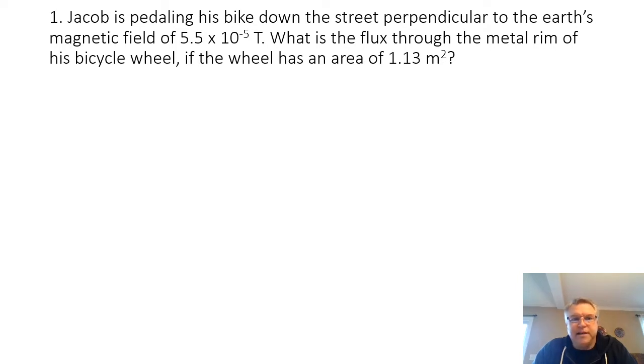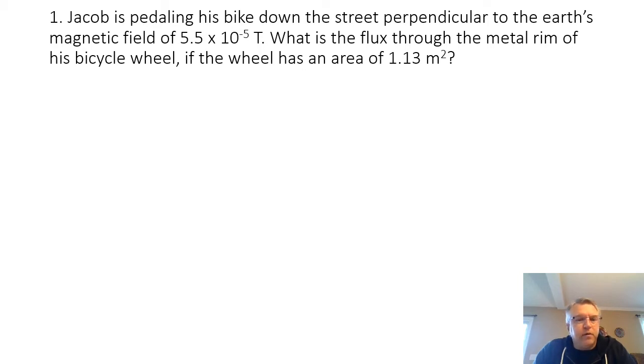Jacob is pedaling his bike down the street perpendicular to the Earth's magnetic field of 5.5 times 10 to the minus fifth Tesla. What is the flux through the metal rim of his bicycle wheel if the wheel has an area of 1.13 square meters?